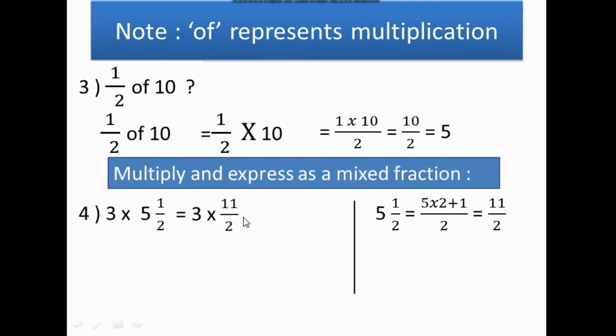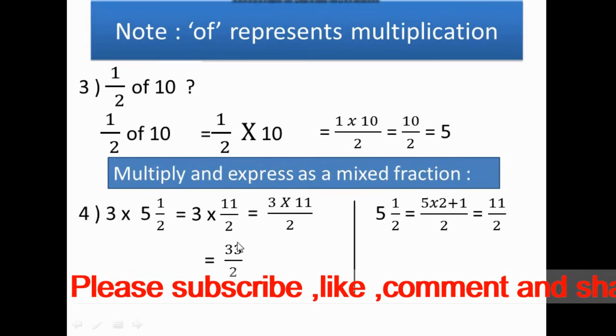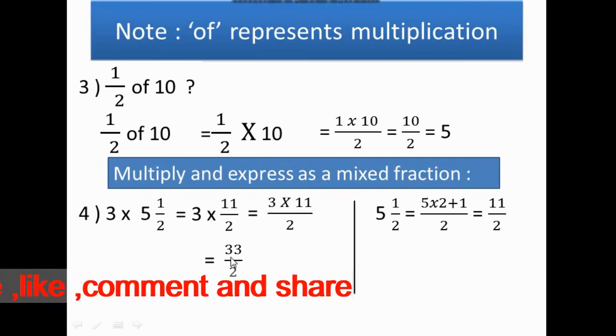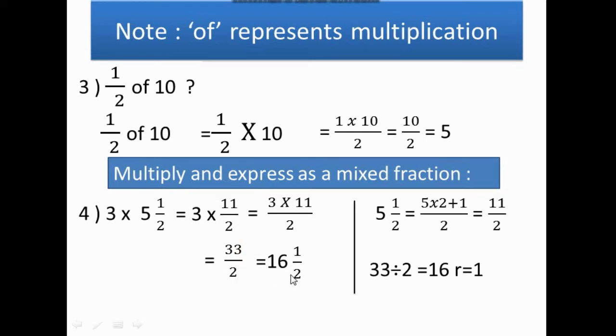How to multiply this one? We have to multiply 3 into 11 by 2. Then we know 3 into 11 is 33 by 2. Now we have multiplied the fraction. Now express as mixed fraction. How to change this improper fraction into a mixed fraction? By dividing. That is 33 divided by 2. 33 divided by 2, we know is 16 and 1 as the remainder. So we can write this as 16. Then the remainder will be the numerator and the denominator is the same, 2. That is 16 and half is the answer.